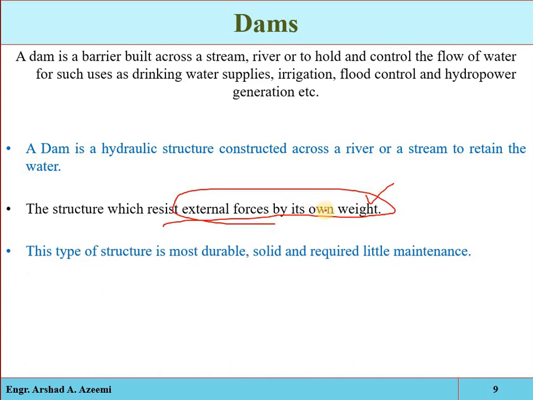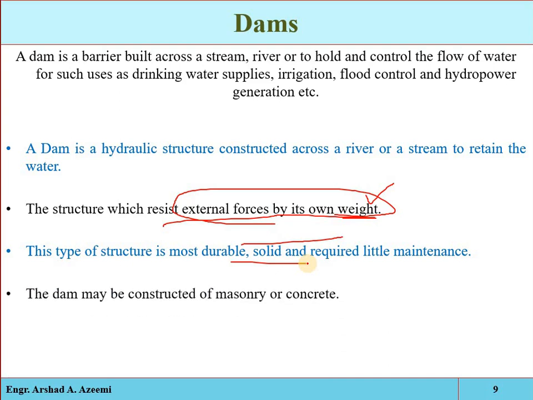The one which resists the forces by its weight is a more durable and solid structure because it is heavier than other types and it resists the forces by its weight. So its durability and solidness is more. Okay, the dam may be constructed of masonry or concrete. Different types of material can be used for the construction of the dam structure: masonry, concrete, or earthen material, simply clay or rocks.